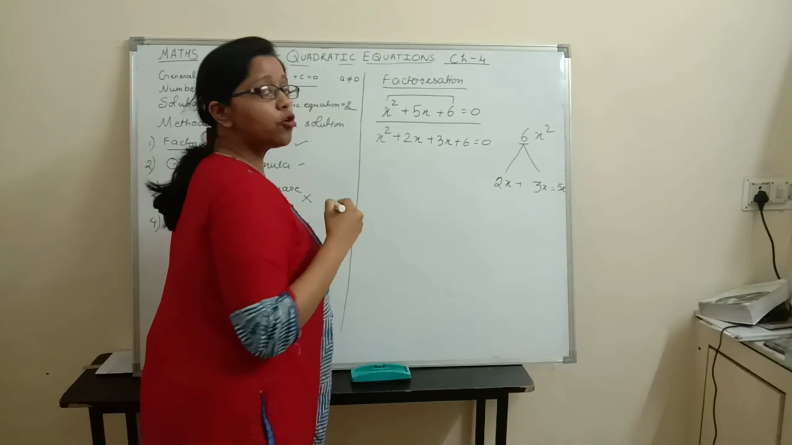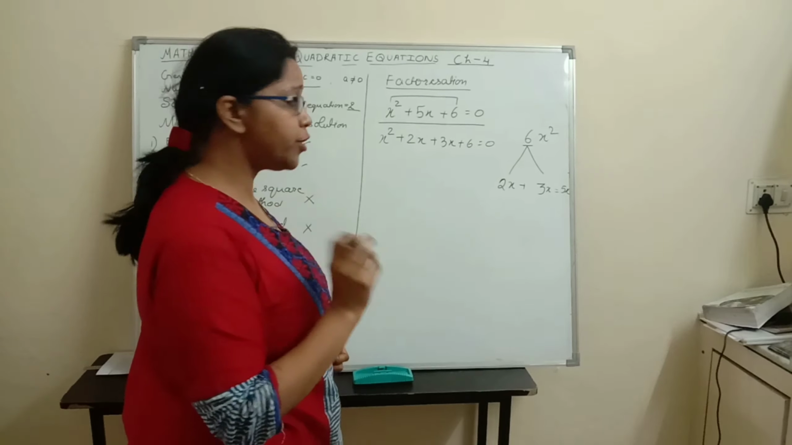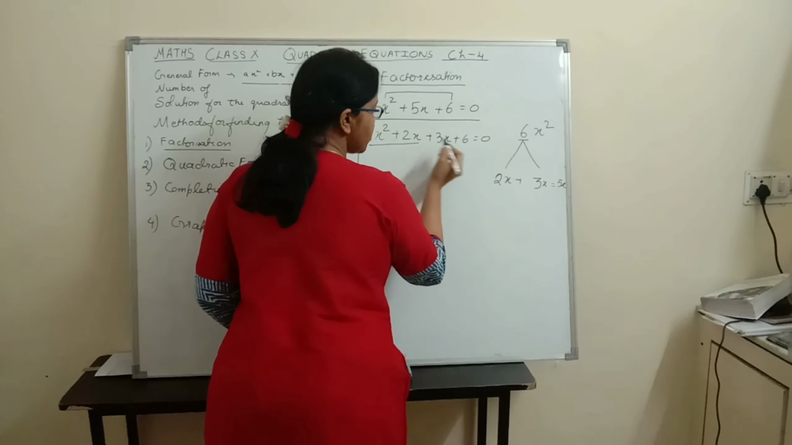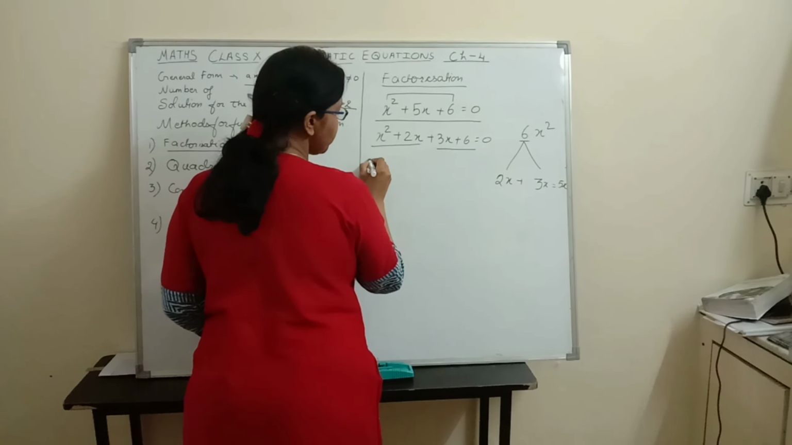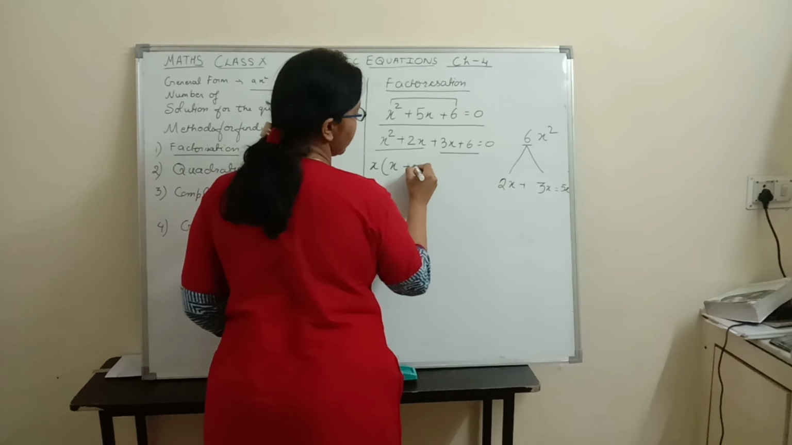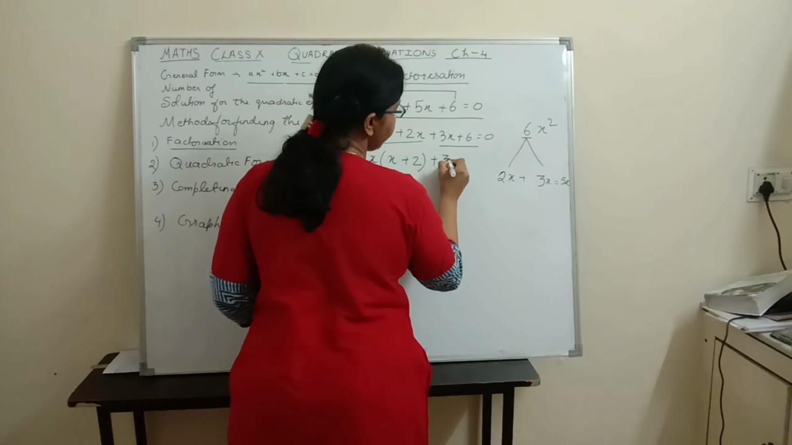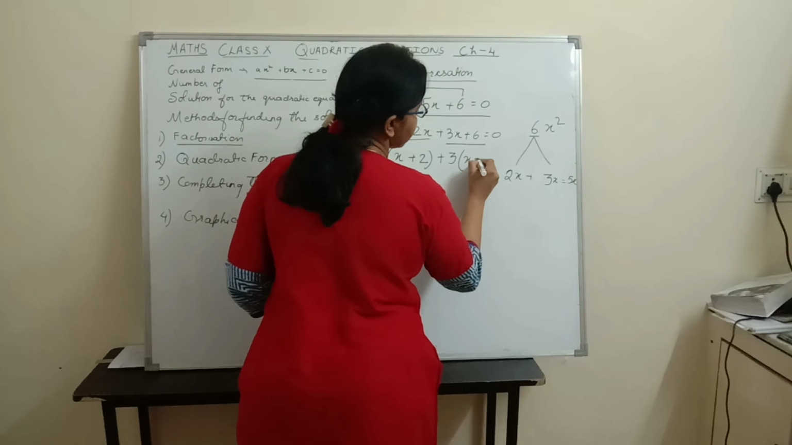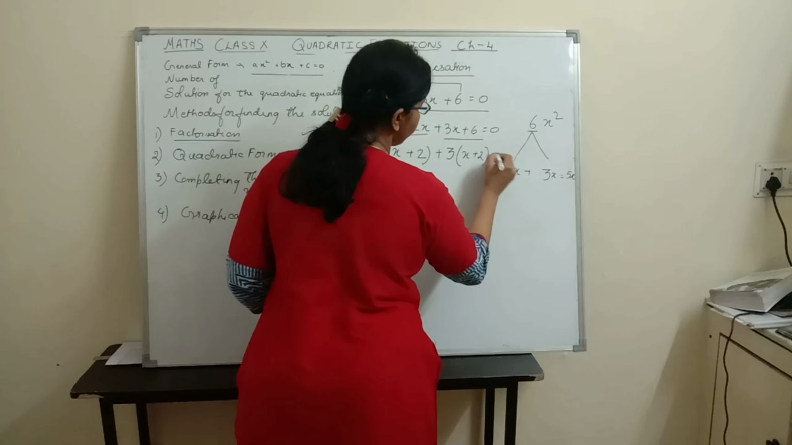Now I will take out the common term by making a pair of the two: the first two terms and the last two terms. From these two terms I am taking out x common. What is left over here? x plus 2, and from here plus 3, and x plus 2 again, is equal to 0.